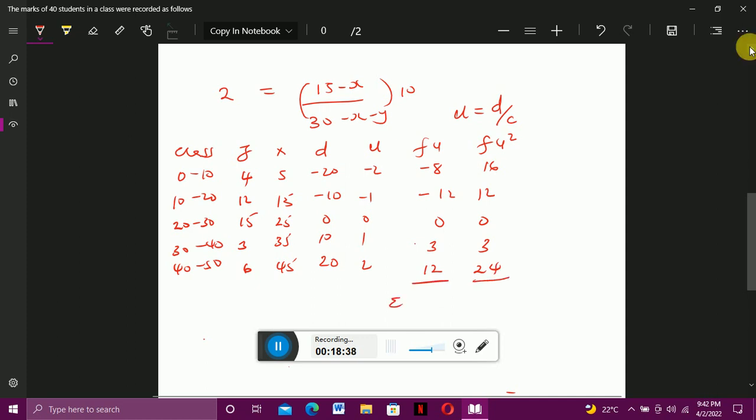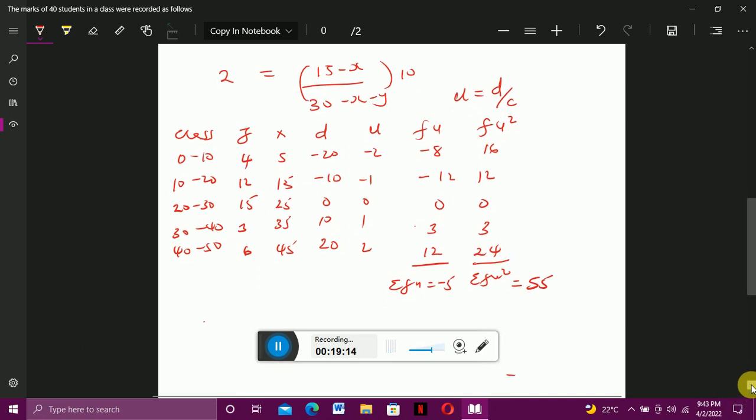So we sum f times u and the sum of f times u squared. We have negative 8 minus 12 plus 3 plus 12, giving us negative 5 there. And then we have 16 plus 12 plus 3 plus 24, giving us 55. So we need to get the variance, and then we get the standard deviation.